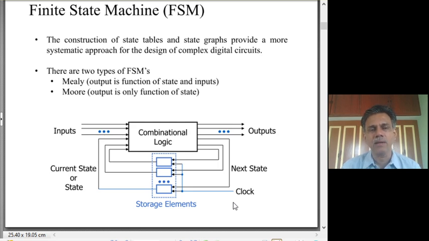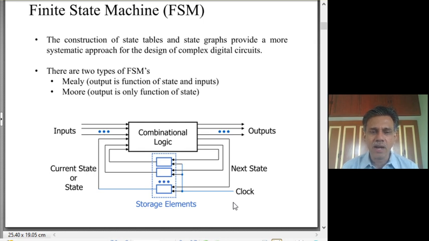In the same manner, here we mean by state the minimum amount of information that we need to characterize the behavior of the machine. If we have additional information, it is redundant. So we will only keep the minimum information, and that is what we call the state.